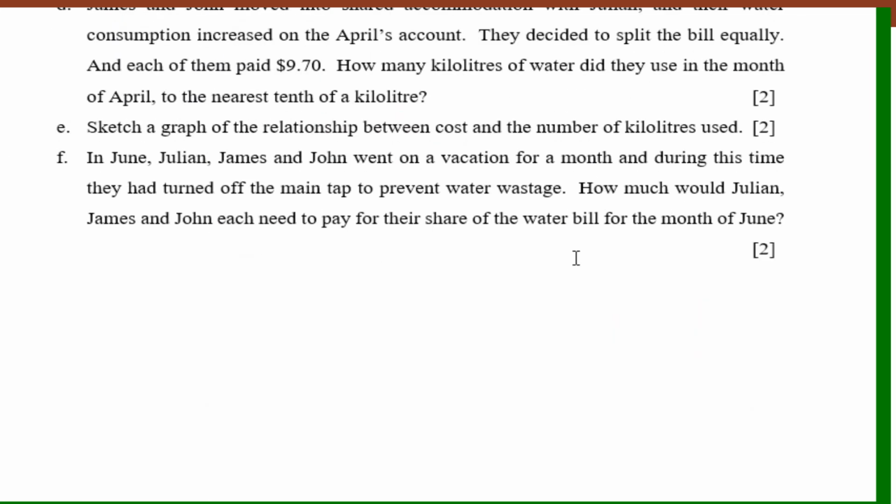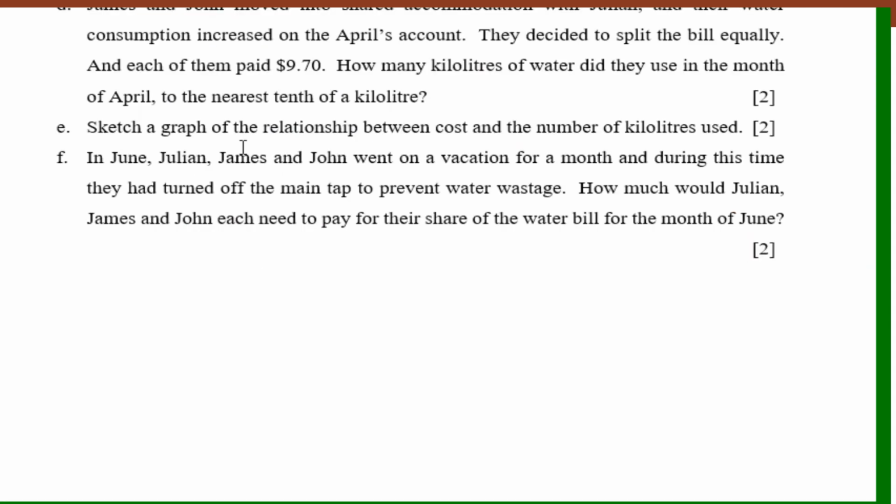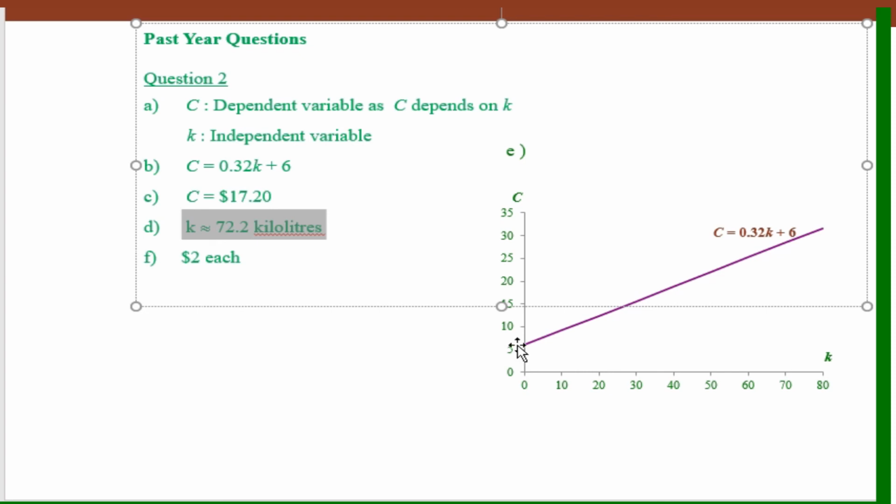Same goes for this. They went for a vacation, they turned off the main tap, they didn't use anything. Do they still have to pay money? Of course, they have to pay $2 each. Sketch the graph, very easy. 6, line go up, no need for scale, C and K, label the line.